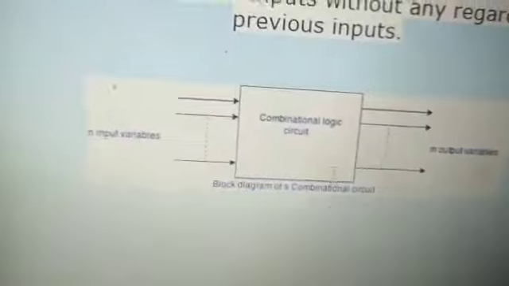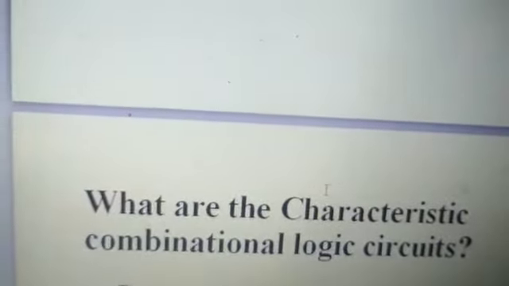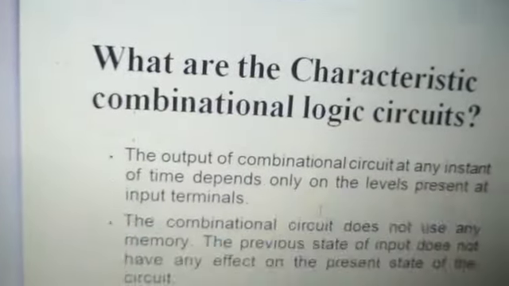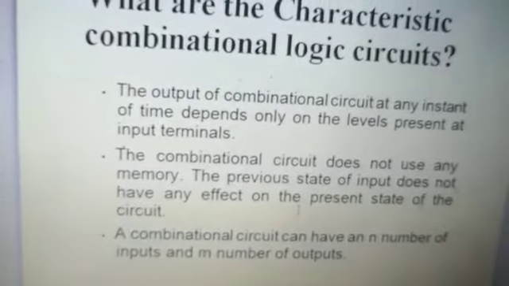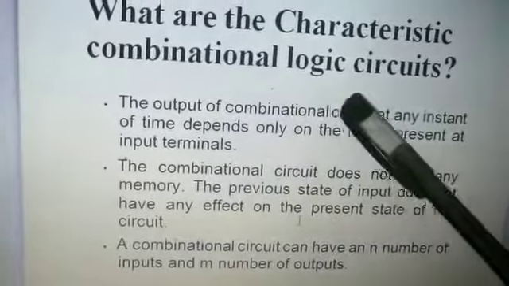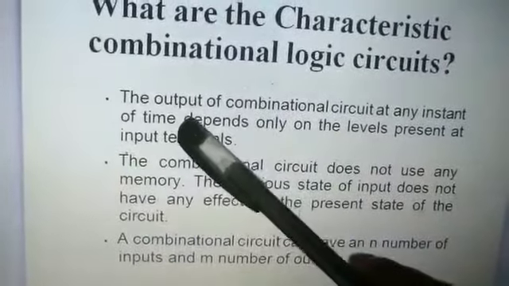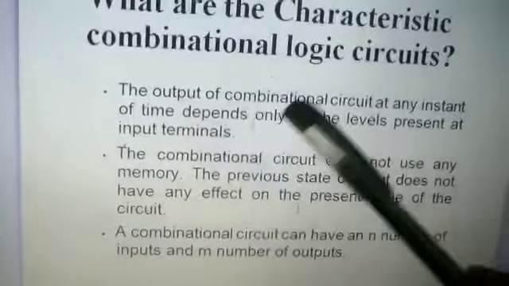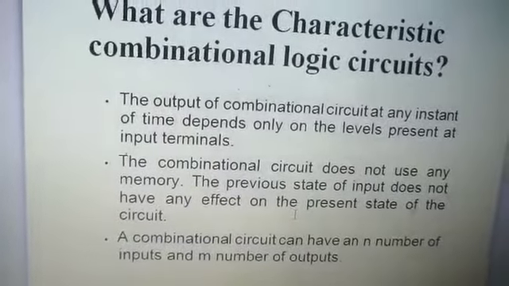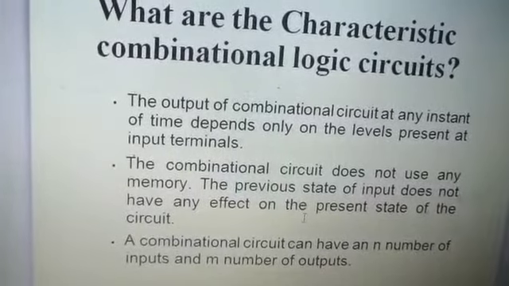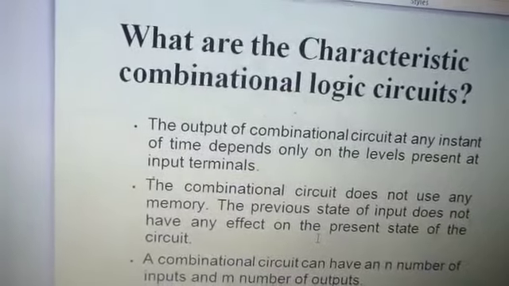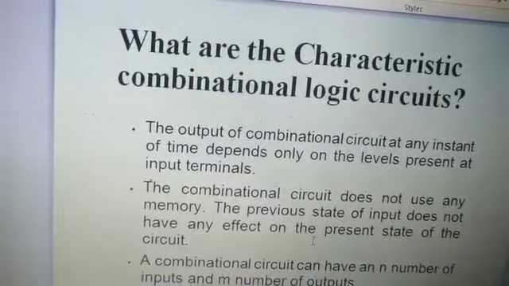There are different characteristics through which we can identify whether a circuit is a combinational circuit or a sequential circuit. So what are those characteristics? First, the output of the combinational circuit at any instance of time depends only on the level present at the input terminal. So the output you get right now depends only on the input you have given to the circuit right now.